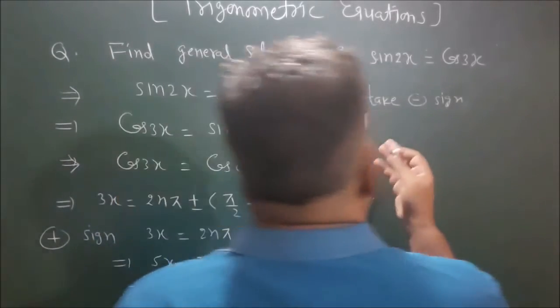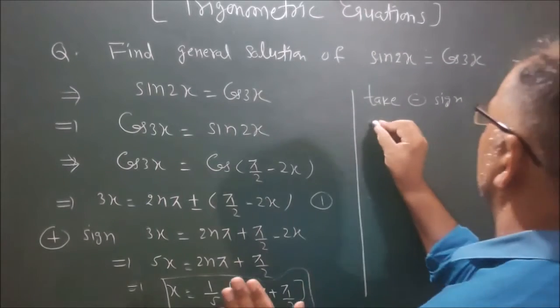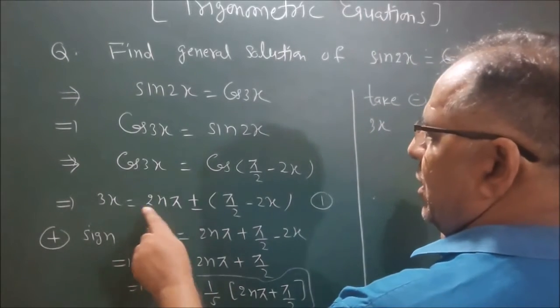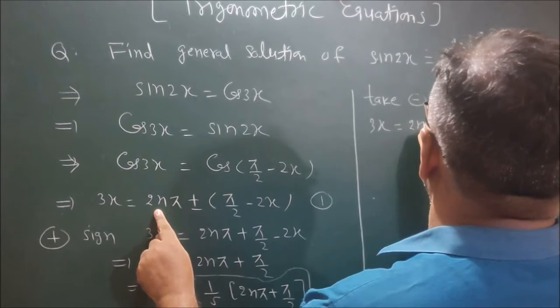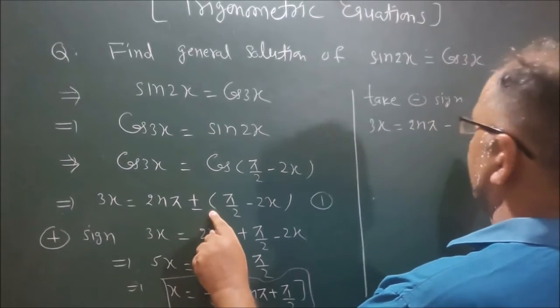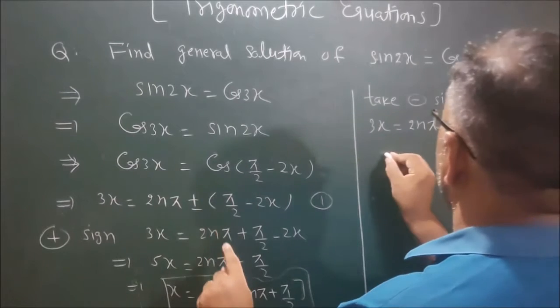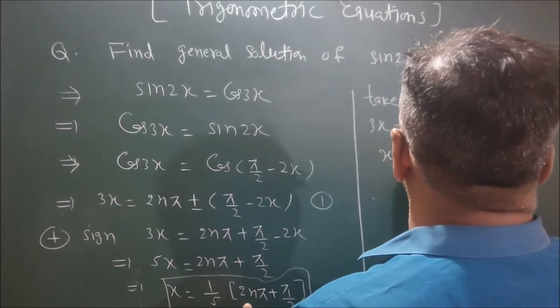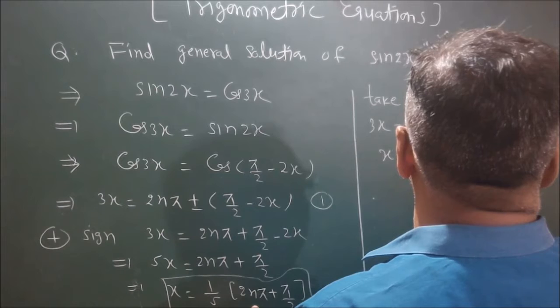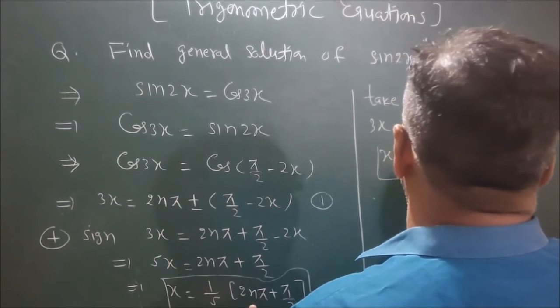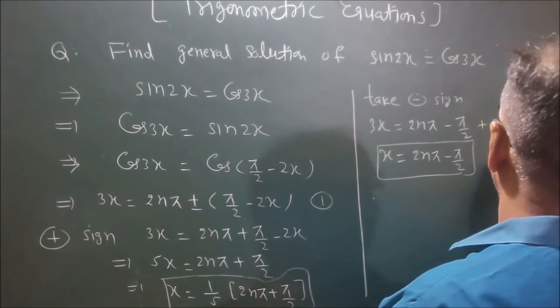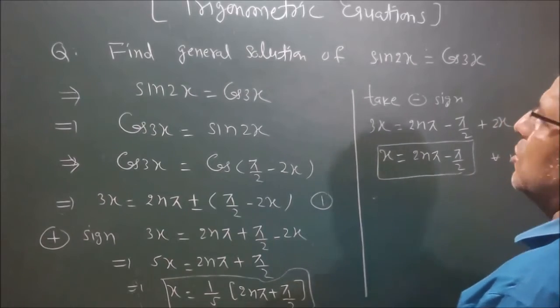Okay, now if we take minus sign, then the solution becomes 3x equal to 2n pi minus pi upon 2 plus 2x. After transfer, we have x equal to 2n pi minus pi by 2. This is the second general solution of this trigonometric equation for every n belongs to Z.